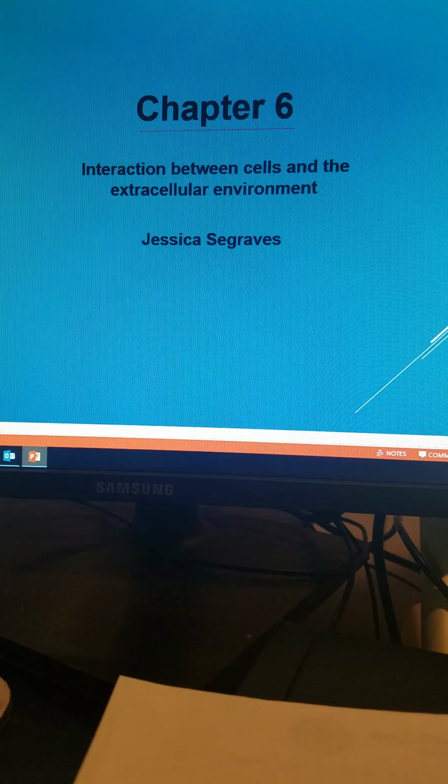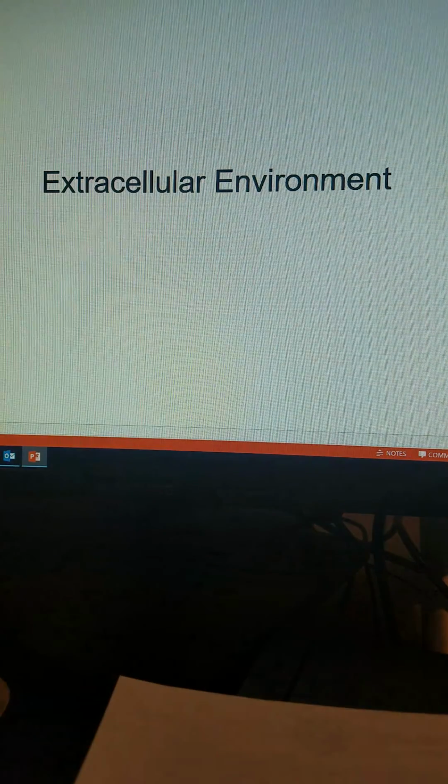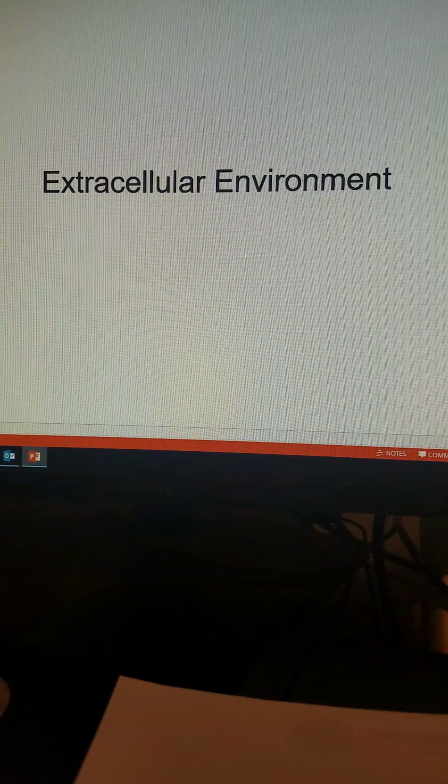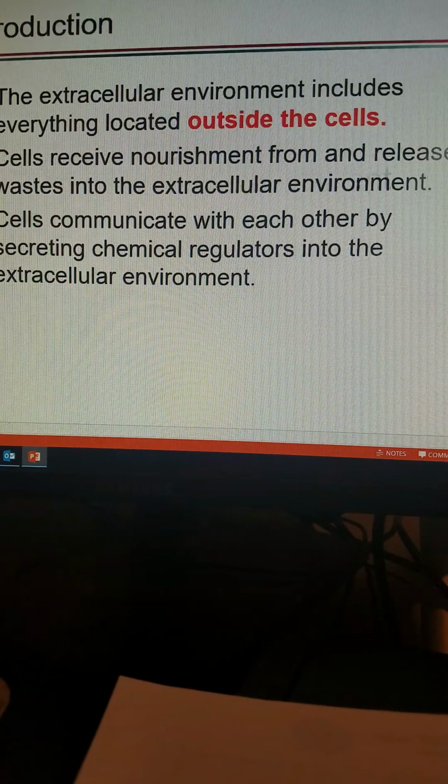This will be interaction between cells and the extracellular environment. So you should find this PowerPoint in your Moodle. You can print it off before you go through here so you're able to take notes as you walk with me through this PowerPoint here.